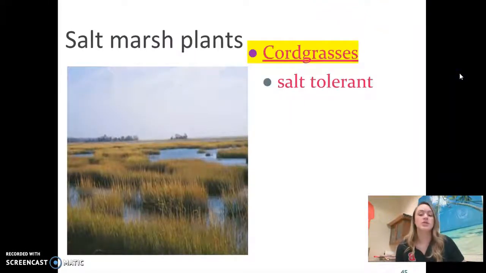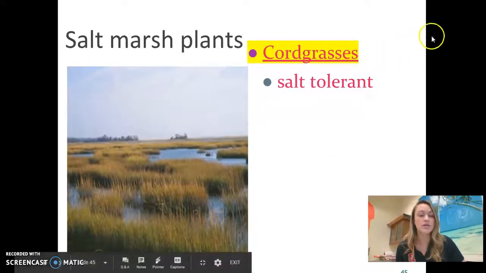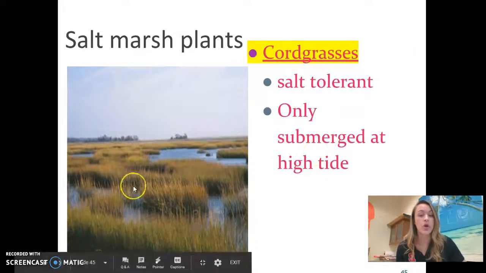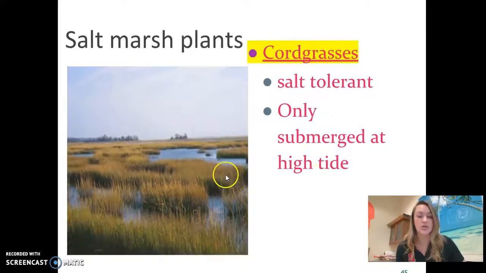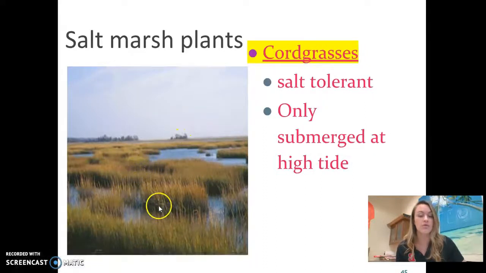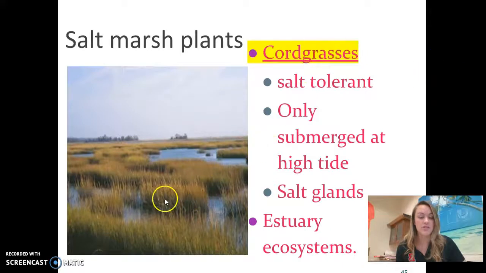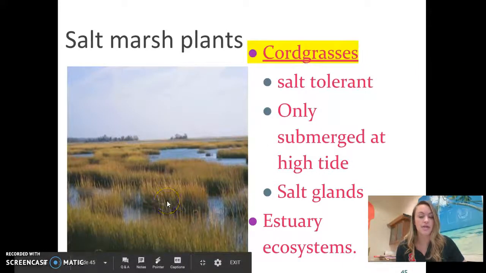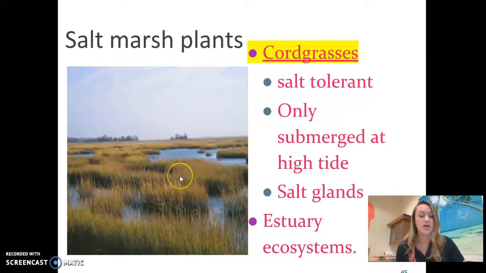And then our last little bit are some of our salt marsh plants. And we can see these all over the Outer Banks, all up and down the coast of North, South, and Georgia. But we see a lot of these cord grasses. Cord grasses are salt-tolerant marine plants, which are only submerged completely at high tide. So a lot of times when you're driving over the bridges to get out to the beach areas, you'll drive over these salt marsh areas and you'll see people kayaking through, you'll see boats kind of moving through them as well. These cord grasses are some of our salt marsh plants. They do have salt glands to them, so they actually help kind of work with maintaining that osmotic balance. We do find these a lot in our estuary ecosystems.